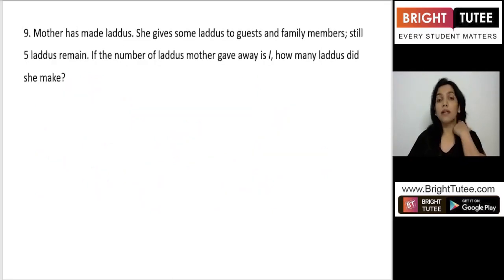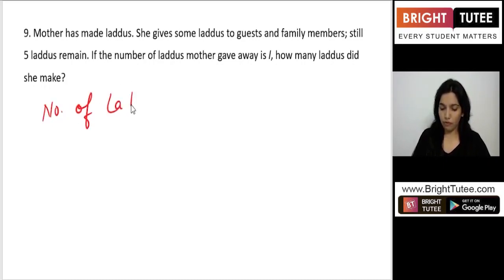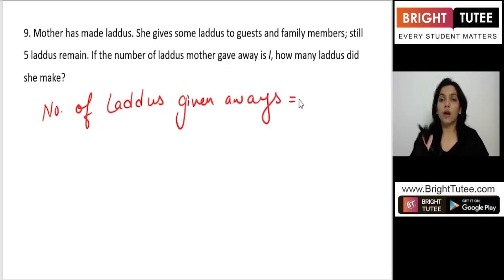It says, mother has made laddus. She gave some laddus to guests and family members. Still 5 are left. Okay, find, if the number of laddus mother gave away is L, they are representing it by letter L, how many laddus did she make? Okay, so here let us write the number of laddus given away. So she has given away a certain number of laddus. So now here we are given, if the number of laddus given away is L. So let us use this L here.